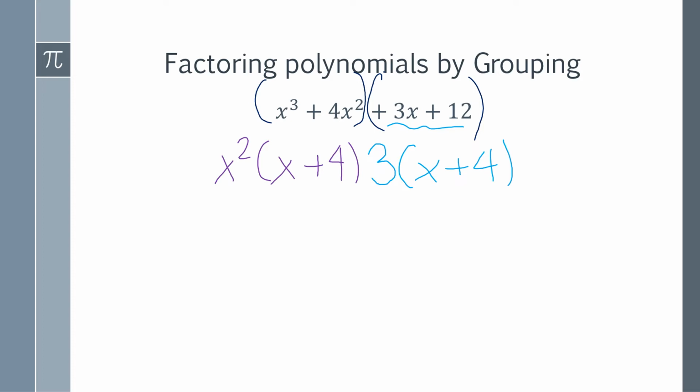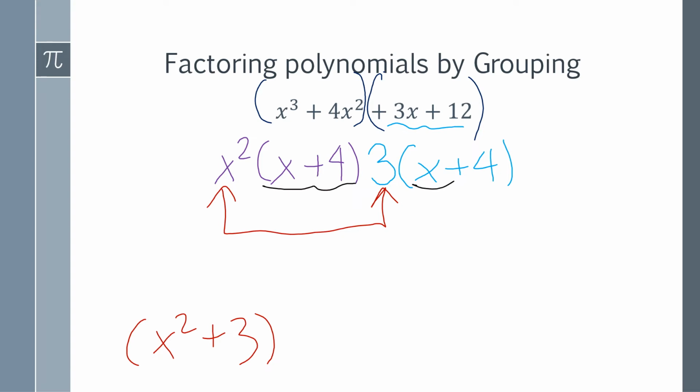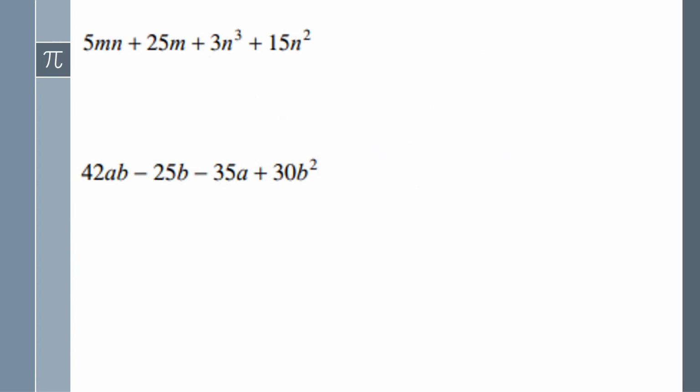So let's write it. The things that you pulled out, you're going to have in one term right here, x squared plus 3. And then the things that are left inside the parentheses, x plus 4. And that is how you factor by grouping. All right, let's do some more practice.